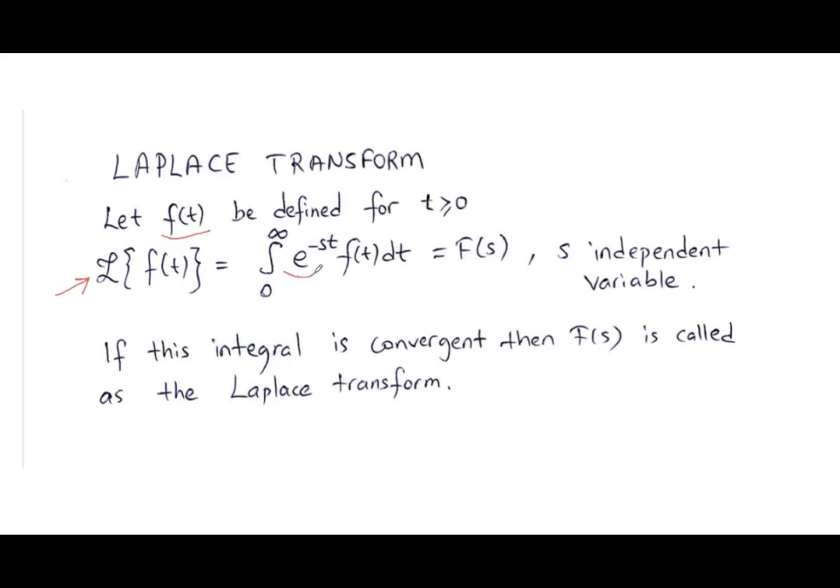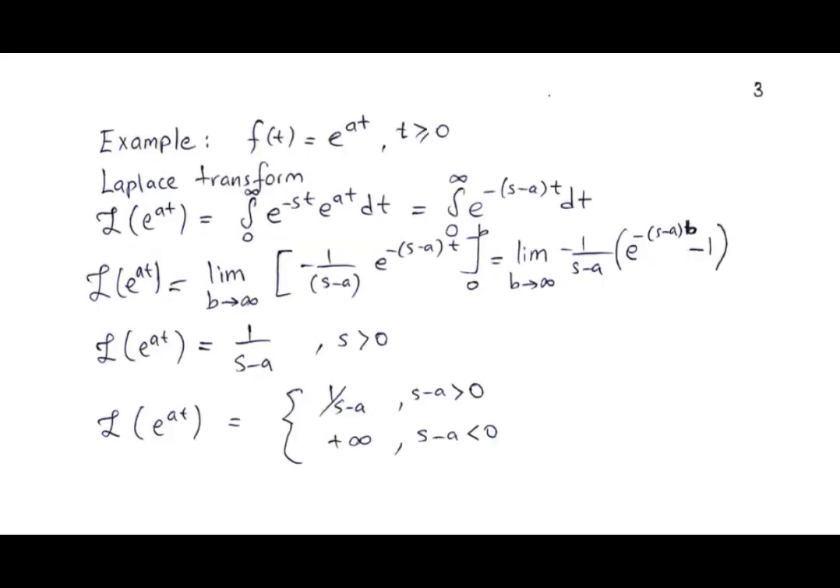We multiply our function f of t with e to the power minus st, and the result of this integral will depend on the independent variable s, and the resulting integral can be represented as a function of this s. If this integral is convergent, then this F of s is called the Laplace transform of the function f of t. Now let's look at some examples.